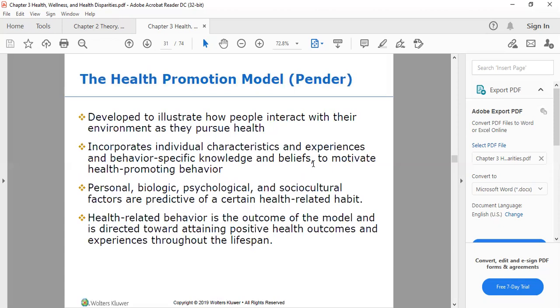The health promotion model, this is used to determine how people interact with their environment as they try to pursue health. So they incorporate individual characteristics and experiences with behavior-specific knowledge and beliefs to try to motivate health-promoting behavior. They consider personal, biologic, psychological, and sociocultural factors, and these are predictive of certain health-related habits. So the health behavior itself is the outcome of the model, and it's directed towards attaining positive health outcomes and experiences throughout the lifespan.